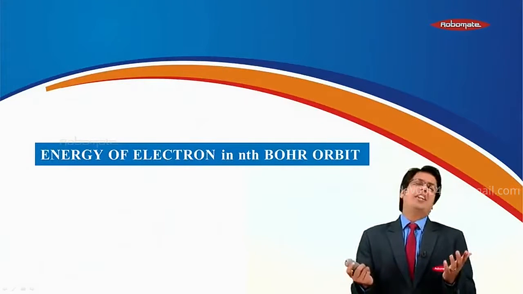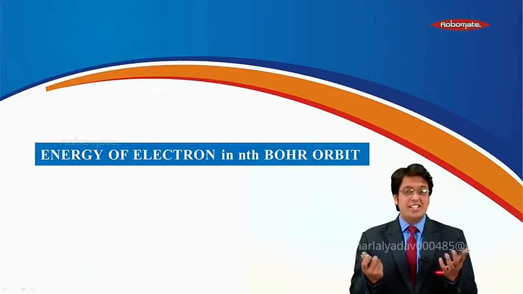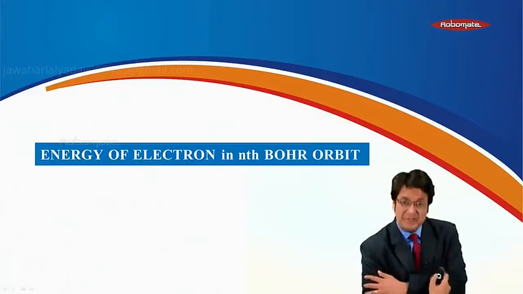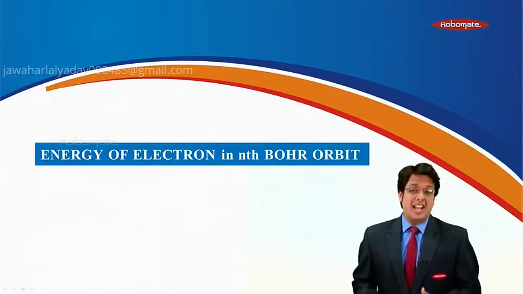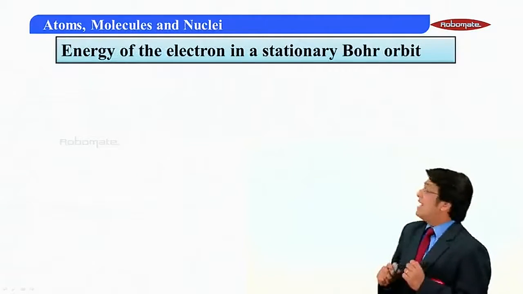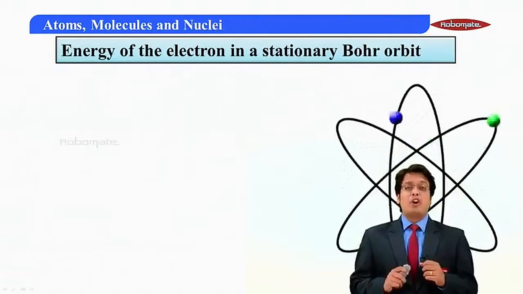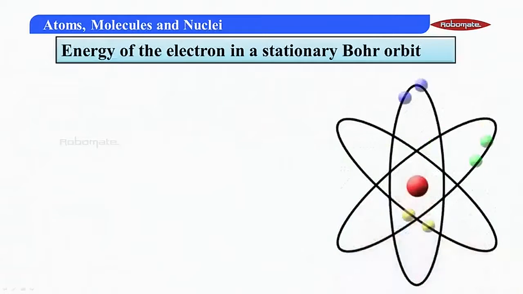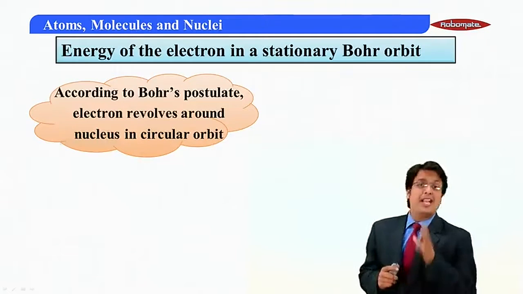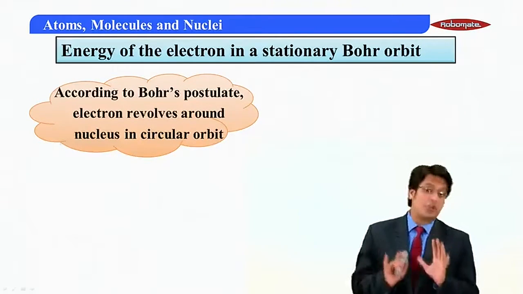All the world, what it needs and whenever it needs, is only one thing of which it is created: the energy. Dear students, let us understand what kind of energy we are talking about when it comes to the electron. So, the energy of the electron in the stationary Bohr orbit looks something like this. According to Bohr's postulates, the electron revolves around the nucleus in a circular orbit.